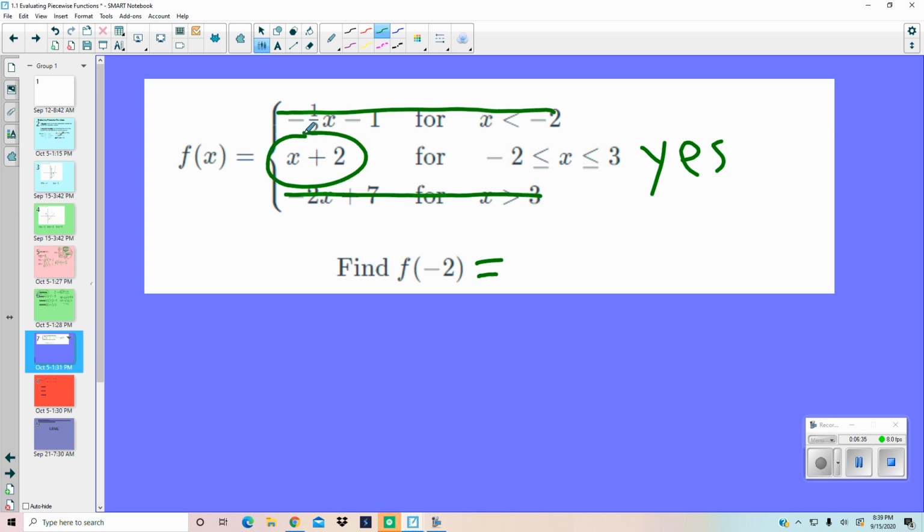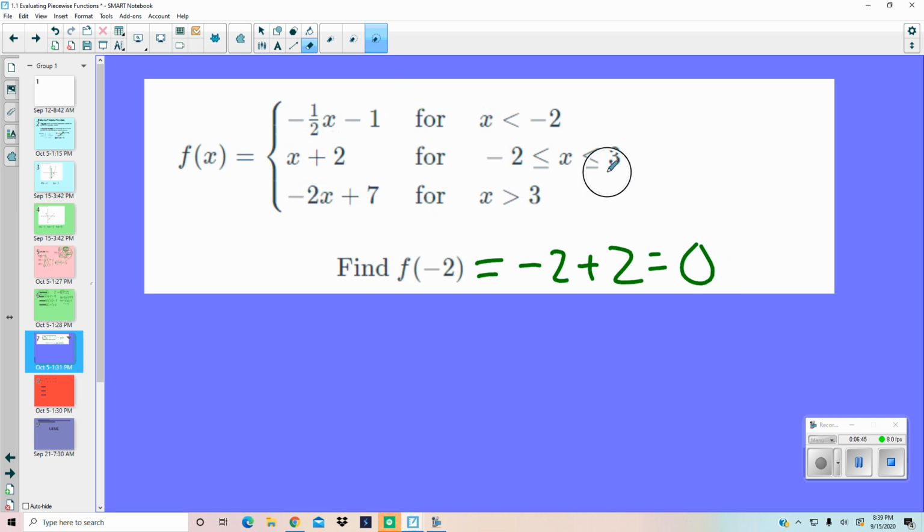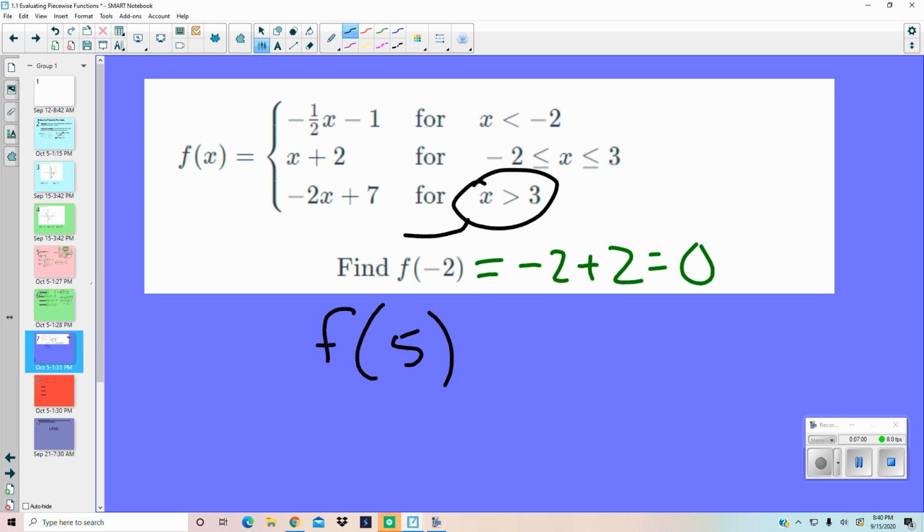Here's my function. I'm going to put negative 2 in for x. So what do I get? I get 0. Okay, so I want to just erase this quick and ask you, where would f of 5 fit in? Top, middle, or bottom? Well, 5 is a number that's greater than 3, so I'm going to plug 5 in right there. So I'm going to get negative 2 times 5 plus 7. So negative 10 plus 7 is negative 3.